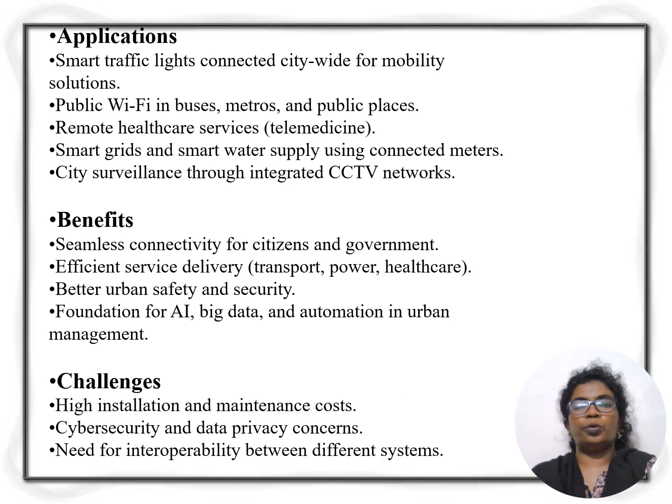The main applications include smart traffic lights connected city-wide for mobility solutions, public Wi-Fi in buses, metros and public places, remote healthcare services, smart grids and smart water supply using connected meters, city surveillance through integrated CCTV networks. The benefits include seamless connectivity for citizens and government, efficient service delivery, better urban safety and security, foundation for AI, big data and automation in urban management.